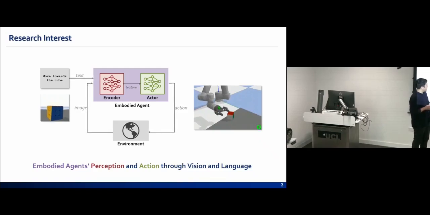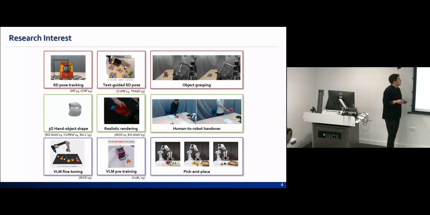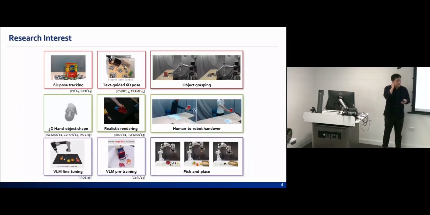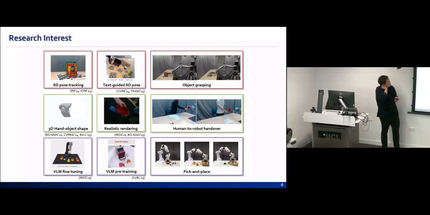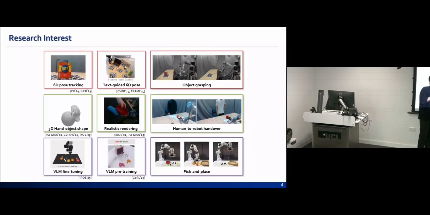So in my group, we are interested in some research challenges that might arise in this pipeline. For example, the encoder might have some research problems, or the actor part might have some research problems, or this environment may have some research problems as well. Okay, so this is something that we have done so far for the last few years. So at the beginning, I used to focus more on the computer vision part.